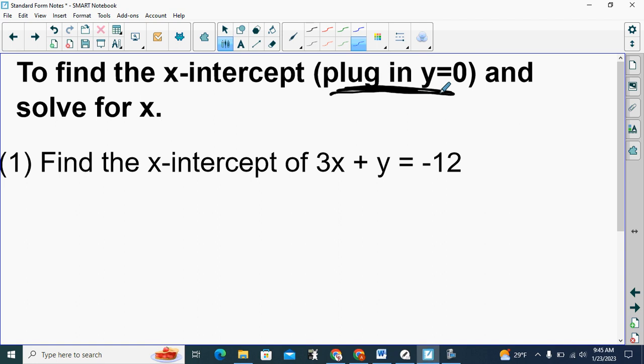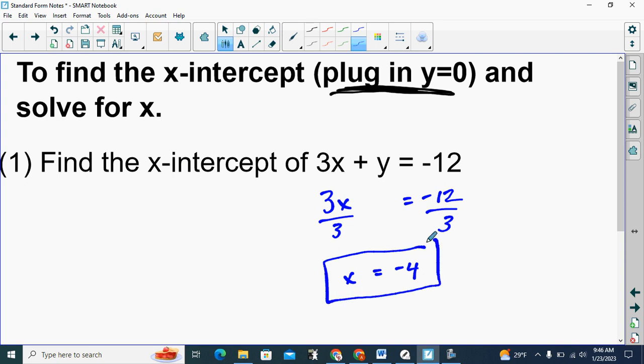So if I put in 0 for my y, it's going to say 3x plus 0 equals negative 12. And remember, adding 0 is the same thing as doing nothing. I don't need to put that plus 0 on there. So that just gives me 3x equals negative 12. Divide both sides by 3. Gives me x equals negative 4. There is our x-intercept, x equals negative 4. Notice an x-intercept is going to wind up saying x equals.